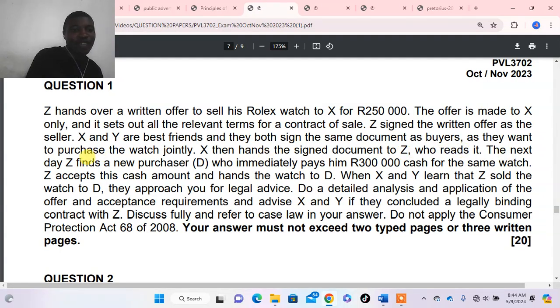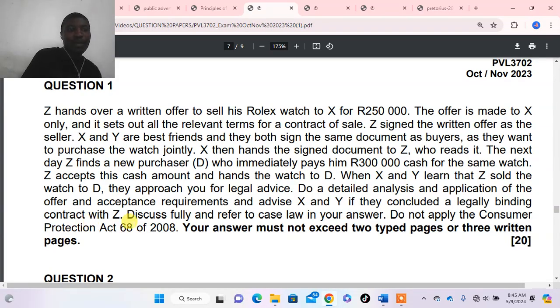The next day, Z finds a new purchaser, D, who immediately pays him 300,000 cash for the same watch. Z accepts this cash amount and hands the watch to D. When X and Y learn that Z sold the watch to D, they approach you for legal advice. Do a detailed analysis and application of the offer and acceptance requirements and advise X and Y if they concluded a legally binding contract with Z.